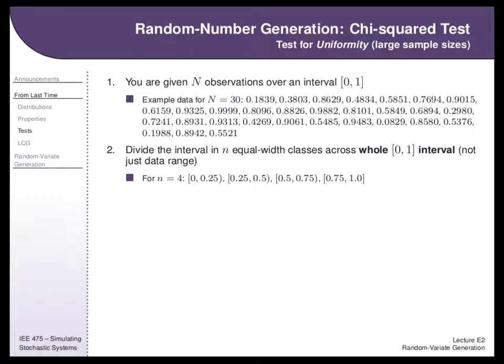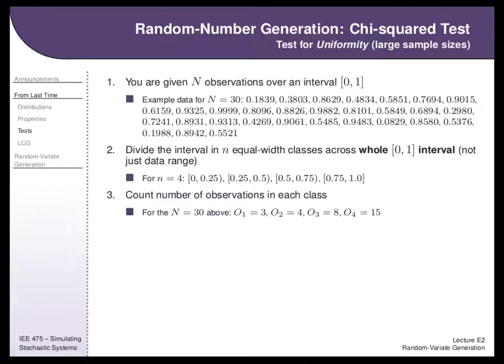On a midterm, I will tell you how many subintervals to use. After the midterm, you'll start deciding on that number for yourself. But for now, I might say use 4 intervals, and then you would divide this 0 to 1 interval into 4 equally sized intervals: 0 to 0.25, 0.25 to 0.5, and so on. Then you count up how many outcomes go in each subinterval, and if it's uniform, it should be equal across them, or roughly equal.